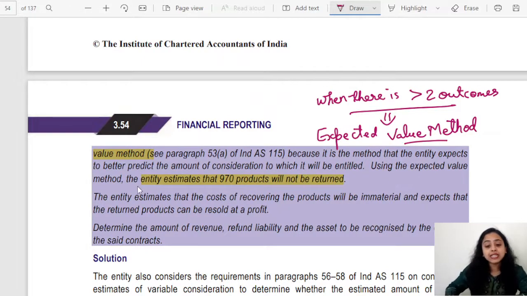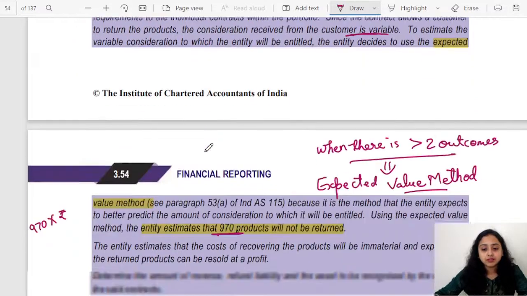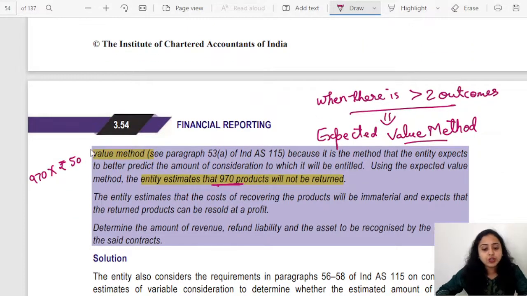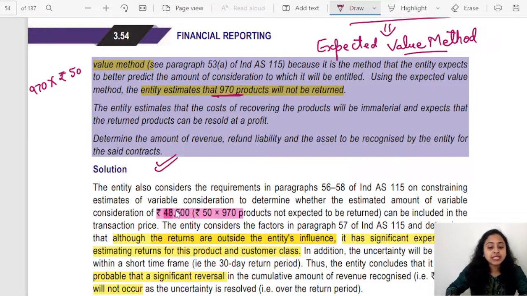Using the expected value method, the entity estimates that 970 products will not be returned. So 970 products will be recorded at rupees 50, because there is no need to return these. The entity estimates that the cost of recovering the product will be immaterial and expects that the returned product can be resold at a profit. They determine the amount of revenue, refund liability and the asset to be recognized by the entity for the said contract. So basically you will be recording 48,500 as your revenue.